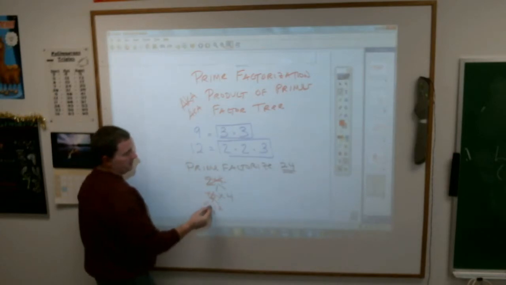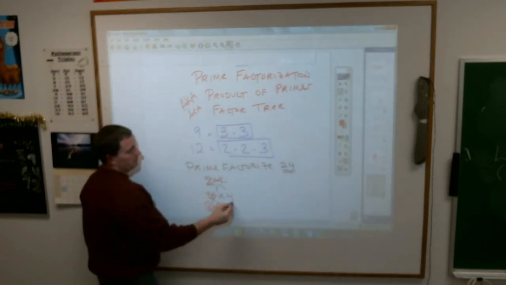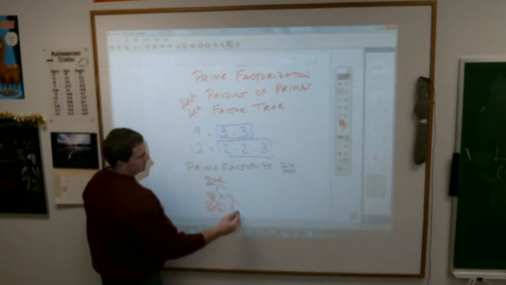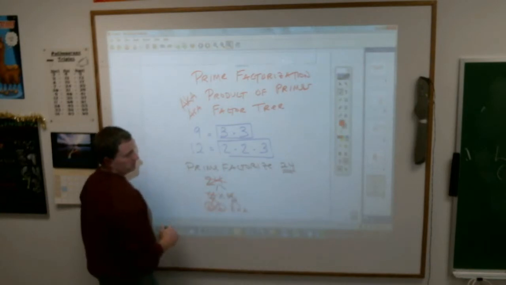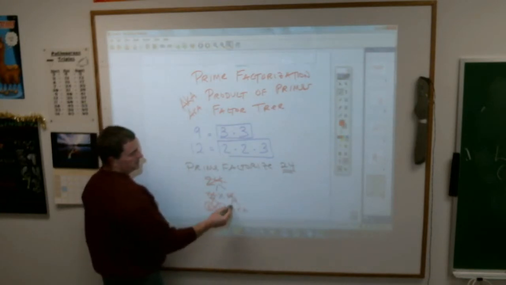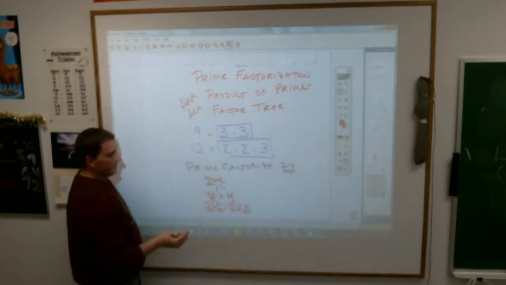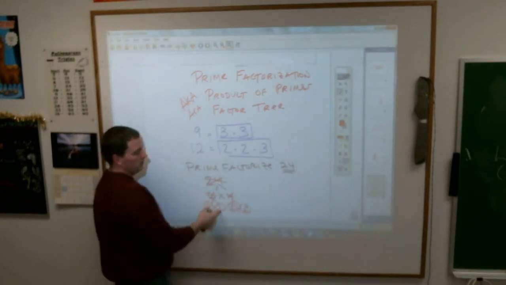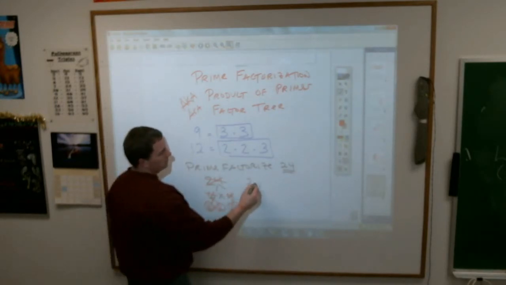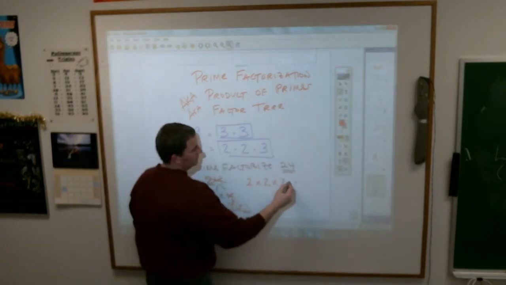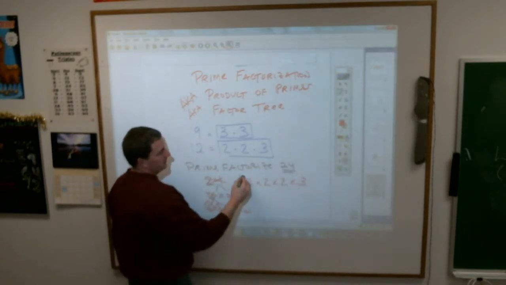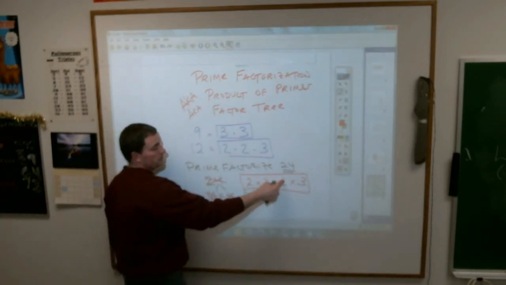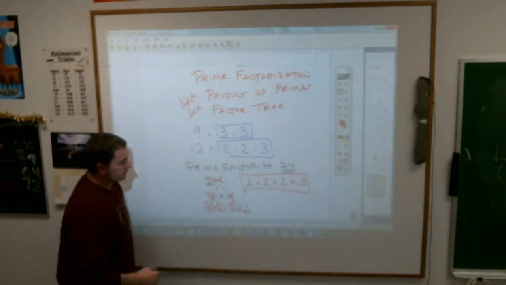You stop with 3 and 2 here, and then you break down 4 into what times what gives you 4? Andrew? 2 times 2. Don't think about 4 anymore. Are these both prime numbers? Yes. And then when you're done, please take all of your numbers and put them in order from least to greatest. It's 2 times 2 times 2 times 3. This is the prime factorization of 24. 2 times 2 is 4, times 2 is 8, times 3 is going to give you 24.